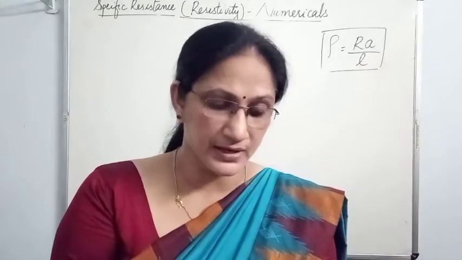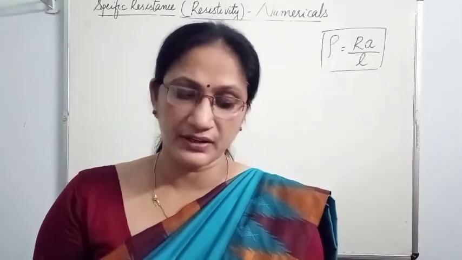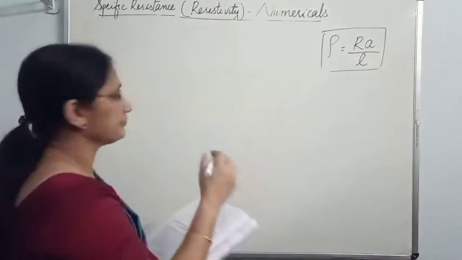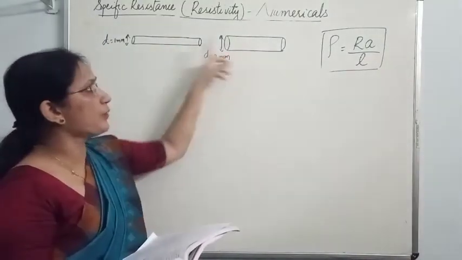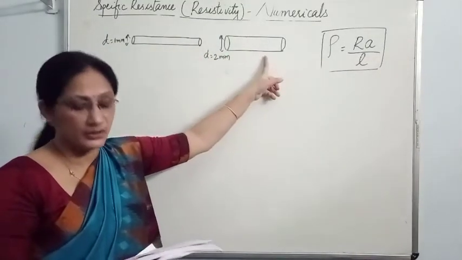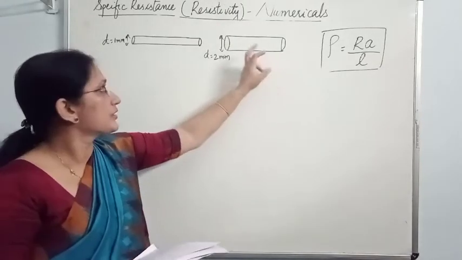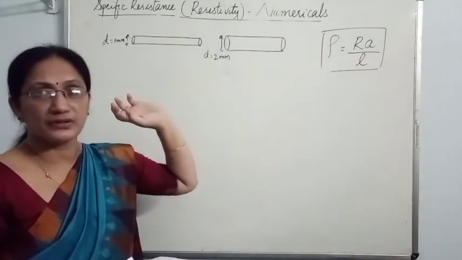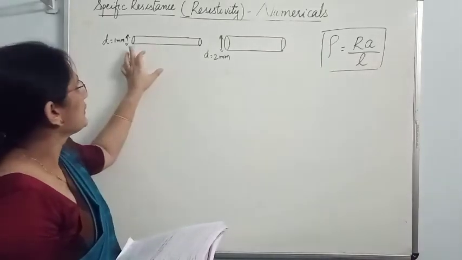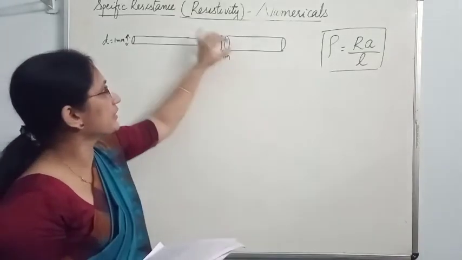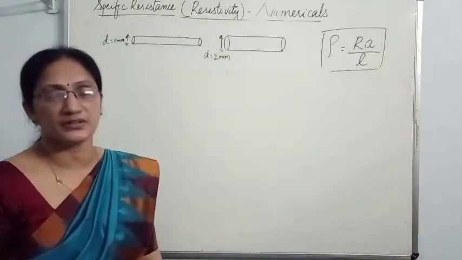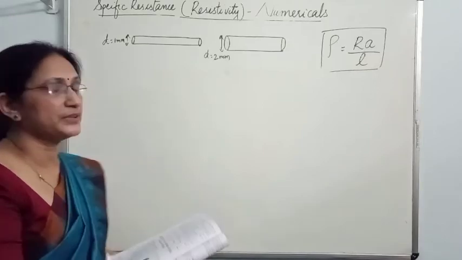The second piece, which is also of 1 kilogram mass, is drawn into 2 millimeter thick wire. Let me draw the diagram. Look at the diagram. These two are the copper pieces. Their mass is same, 1 kilogram each, and they are of same material, copper. Then diameter of the first wire is 1 millimeter and the other one, its thickness or diameter is 2 millimeter. Find out the ratio of their resistances.